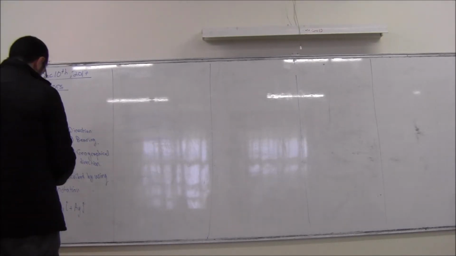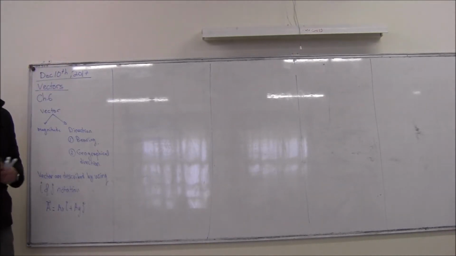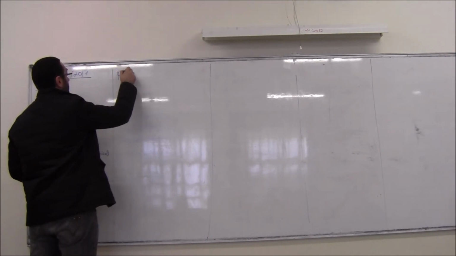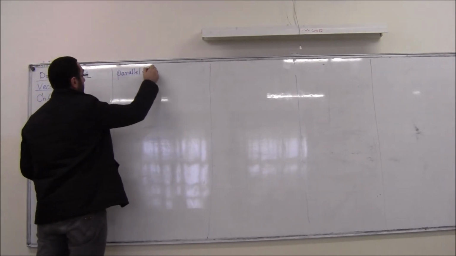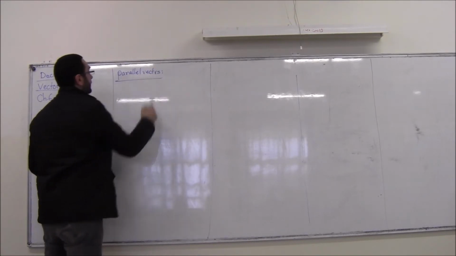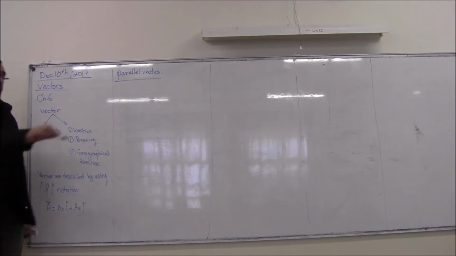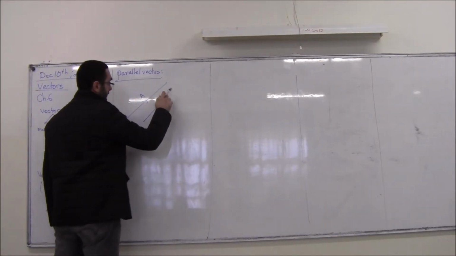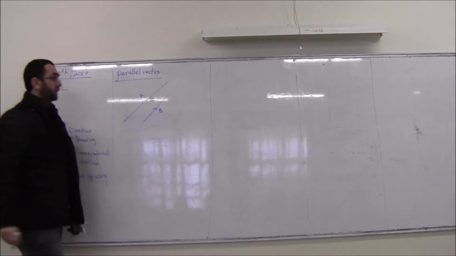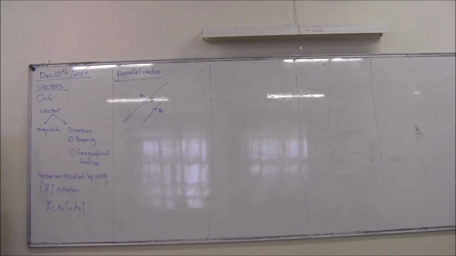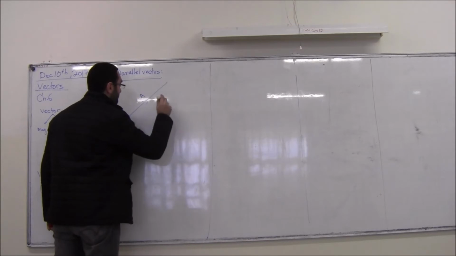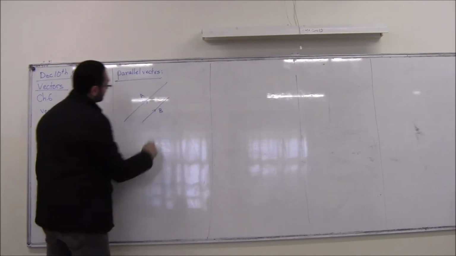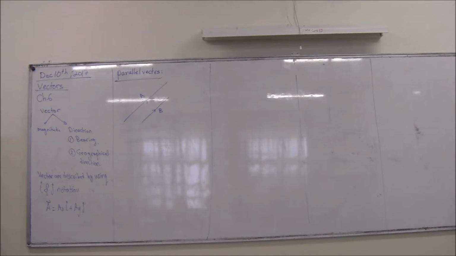Okay guys, listen, please. Parallel vectors. What does this mean? If I have a vector like this, A, and this is B, what is the common thing between these two parallel vectors? They're parallel. What is the common thing between them?